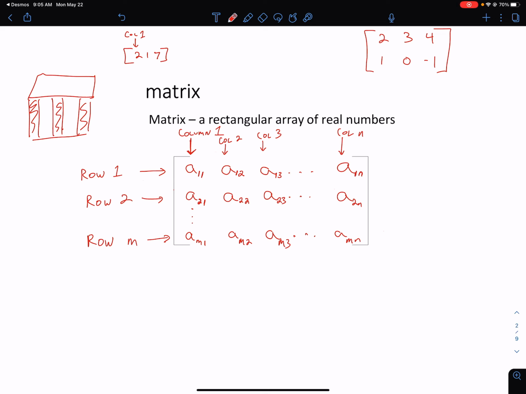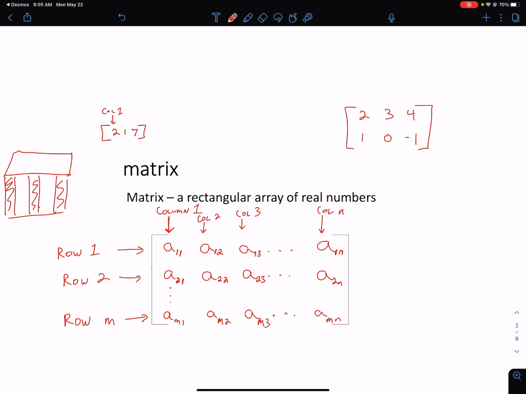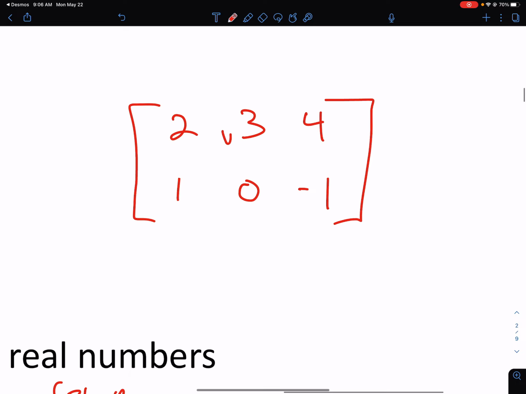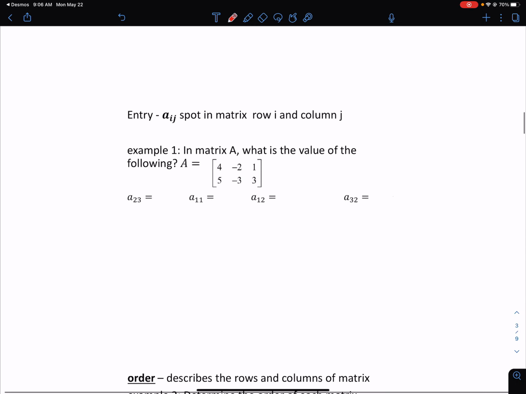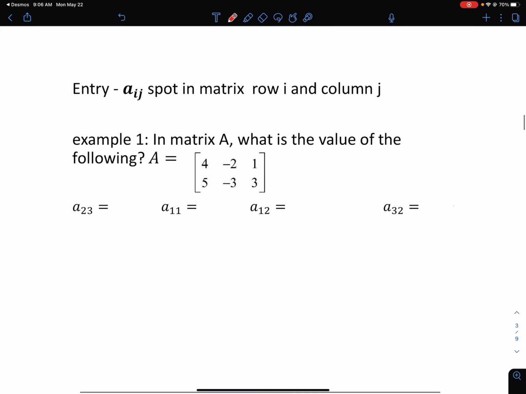A matrix is a rectangular array of real numbers. Remember, these are all real numbers. And real means it could be a square root too. Don't let that freak you out. Each entry is written in this form like we just talked about. That means its spot in the matrix is in row I and column J. That's how we can find where it's located.